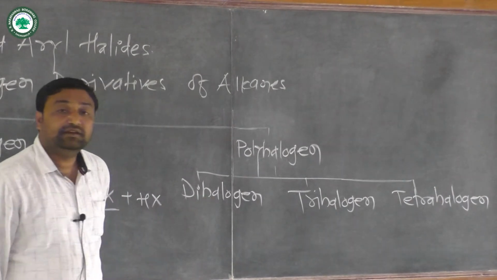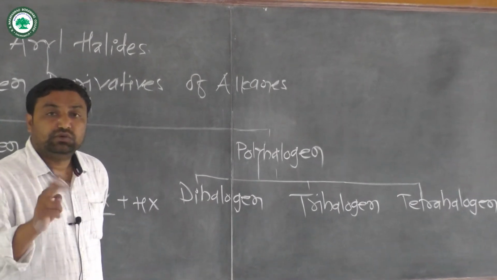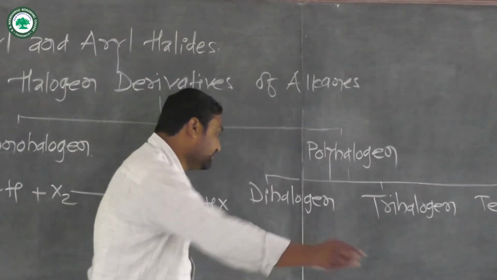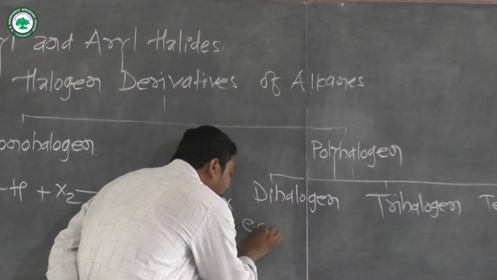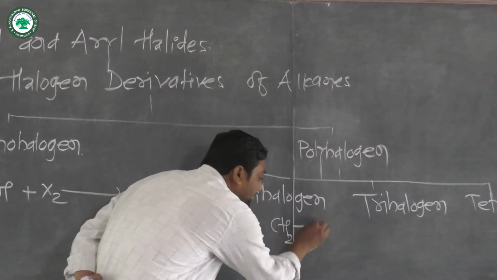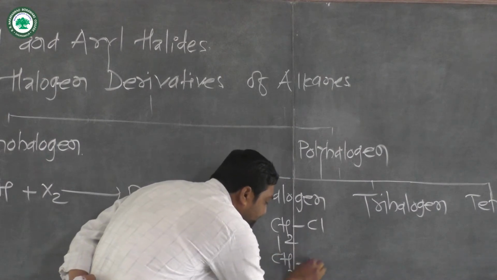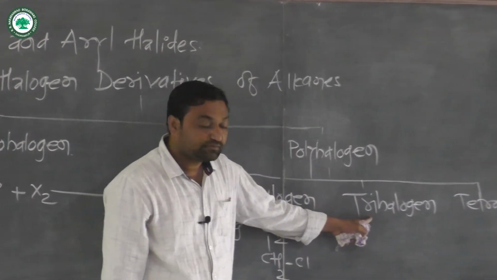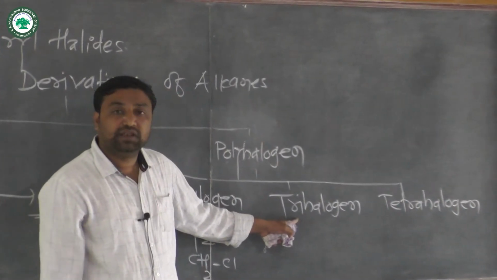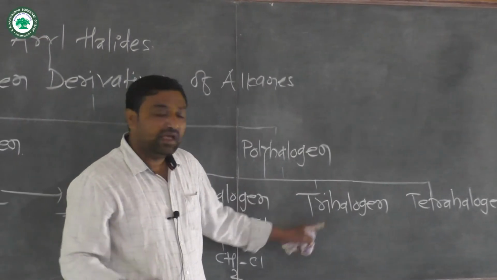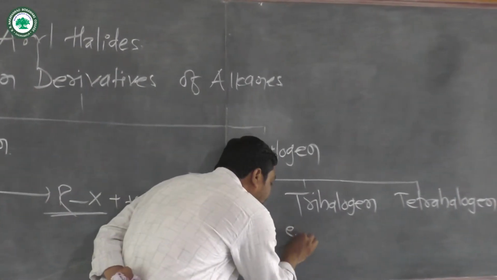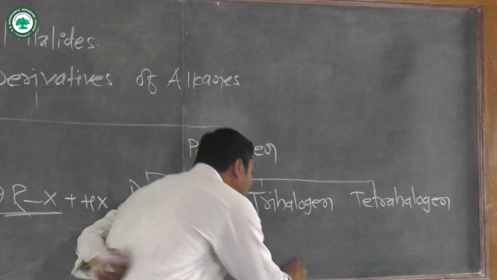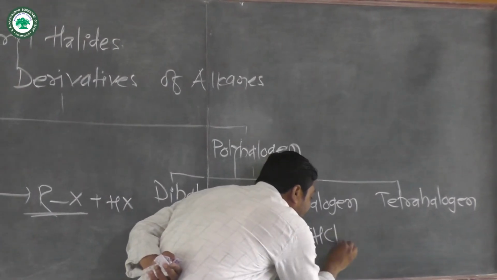In dihalogen derivatives of alkane, two hydrogen atoms from the alkane are replaced by two halogen atoms. An example of these is ethylene dichloride. Whereas in trihalogen derivatives of alkane, three hydrogen atoms from the alkane are replaced by three halogen atoms. An example of these trihalogen derivatives is chloroform, that is CHCl3.